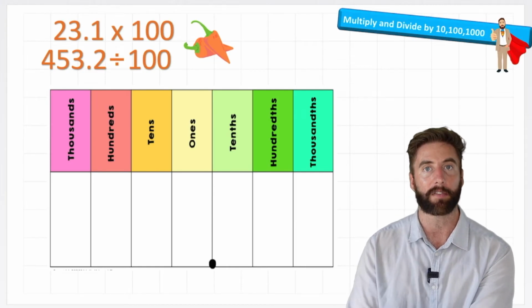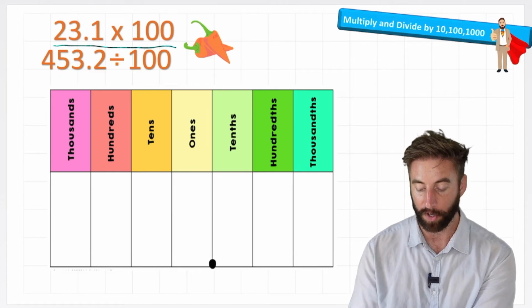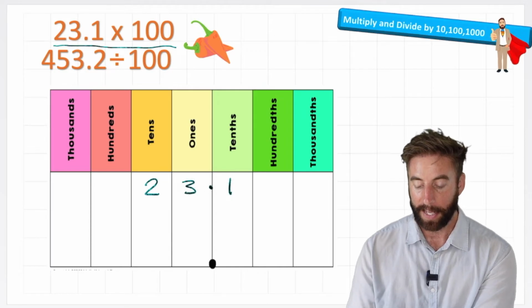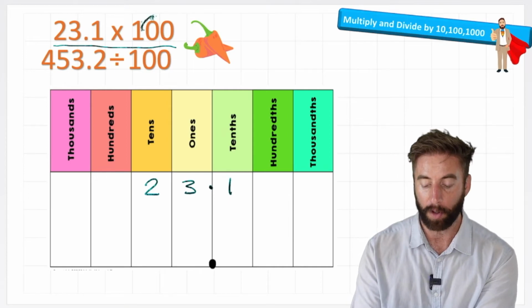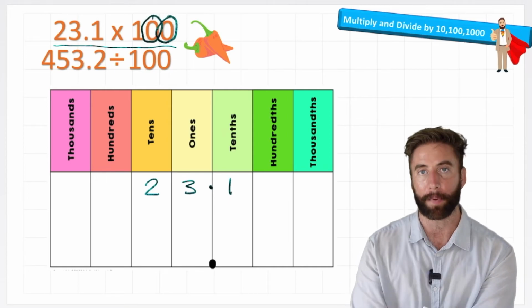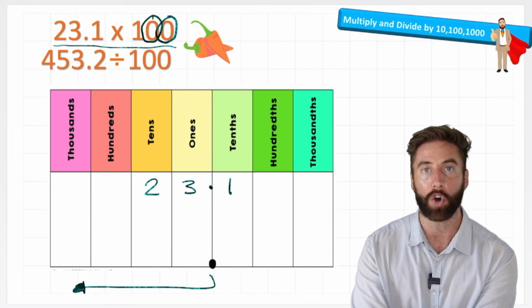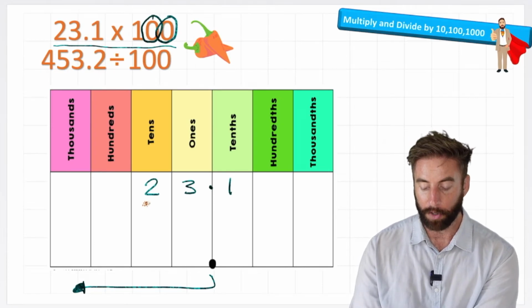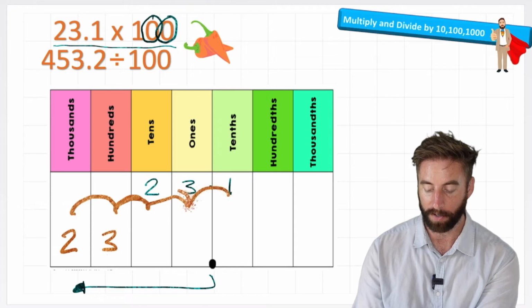Okay, let's get a little harder. We're going to look at timesing and dividing by 100. And first question says 23.1 times 100. First things first again, put our number in the correct place. And this time I'm timesing by 100, so I now need to think about moving my digits not one, but 2 places up my place value chart. So again, we're coming left or greater up the place value chart, but I'm going to move them 2 times. Here we go, my 2 goes 1, 2, my 3 comes 1, 2, and my 1, 1, 2.